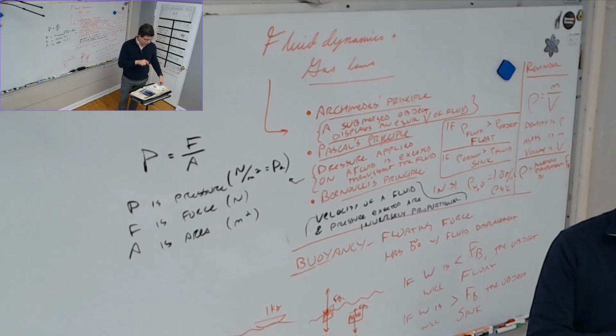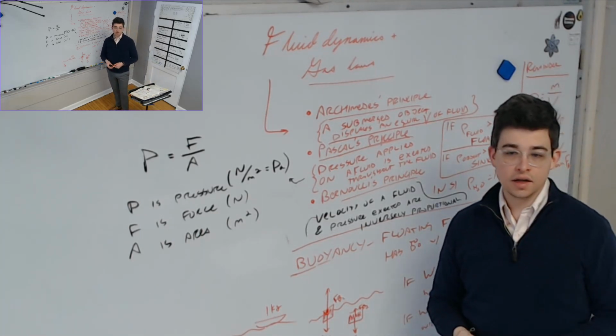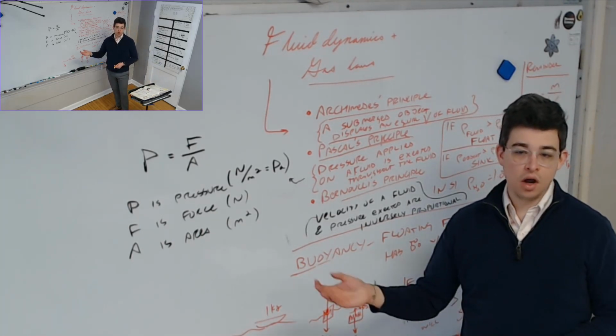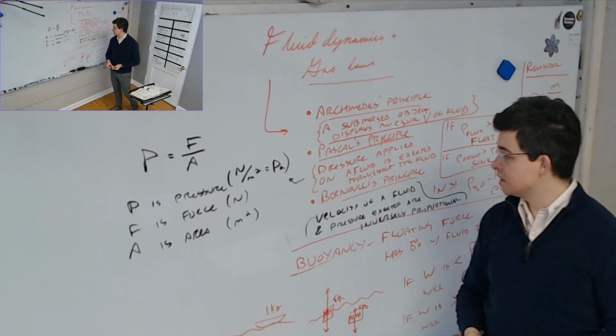There's another word, viscosity. That was one of your vocab words. You should just know viscosity. Basically, viscosity is how much a fluid resists flow. So the harder it is for it to flow, the higher the viscosity is.